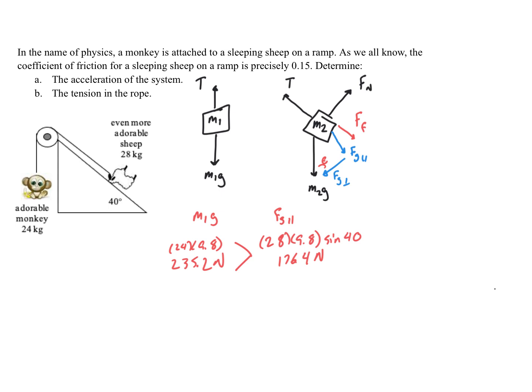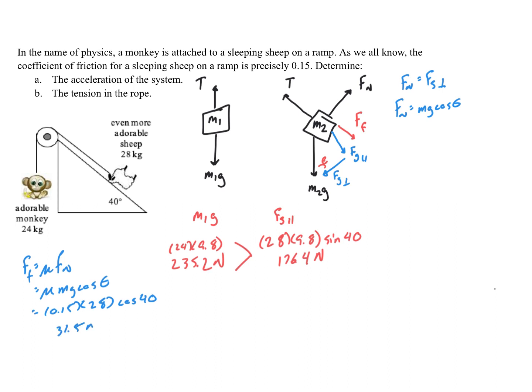So the first thing we've got to do is look at what we have. We're going to have to figure out what the friction force is. Friction force is mu times the normal force. Remember, the normal force is equal to the perpendicular chunk here, so the normal force is equal to mg cosine theta. So I have mu times mg cosine theta. Plug in all my numbers, 0.15, mass of the sheep, 28 kilograms, and cosine of 40. This gives me a value of about 31.5 newtons for the friction force.